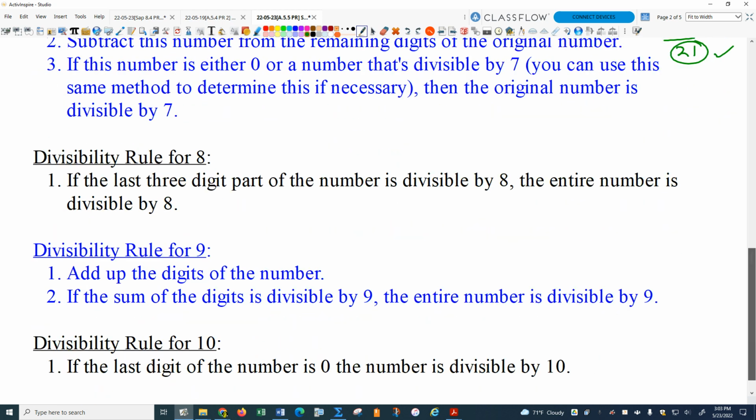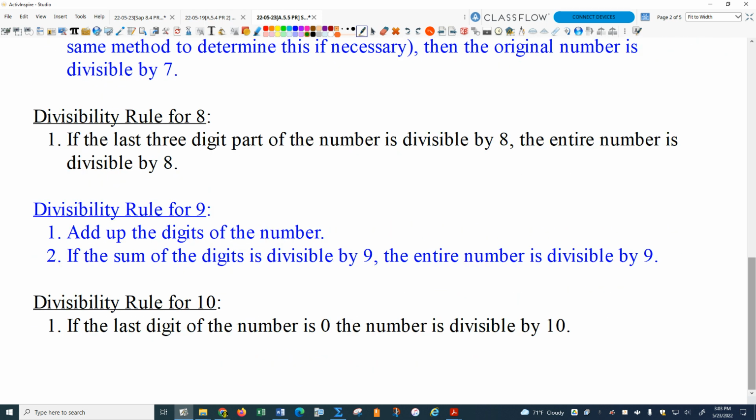The divisibility rule for 8 is kind of like the one for 4, only this time you have to take the last 3 digits of the number. So for example, what if I had the number 35,703,408? All I have to do is look at the last 3-digit part of the number. If that's divisible by 8, which 408 is, then the whole number is divisible by 8.